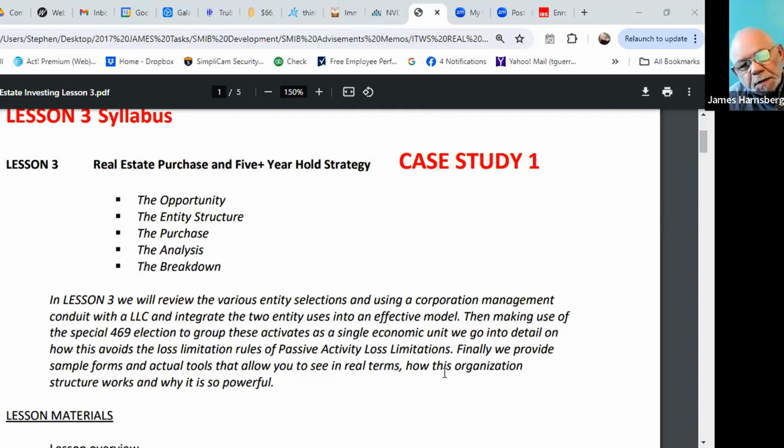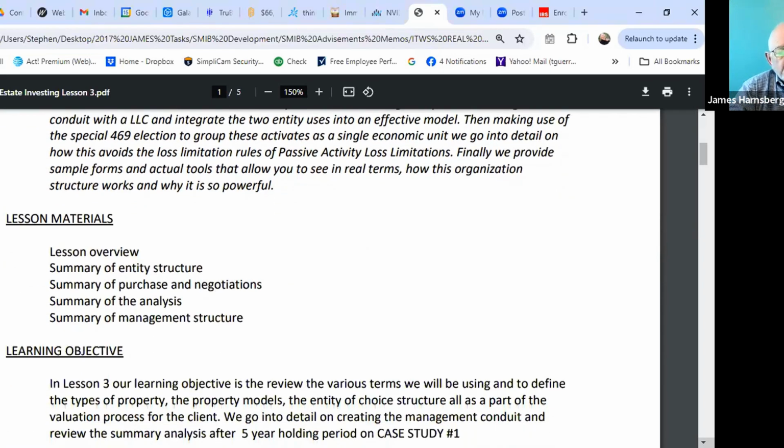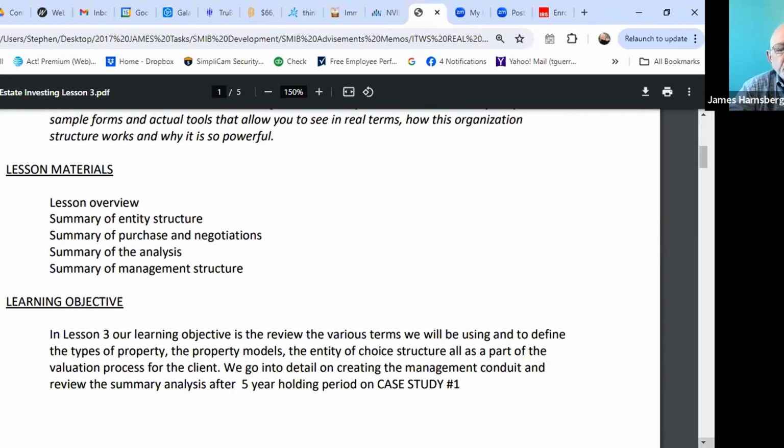You've got the tax treatment and you've got the financial treatment. And so you've got to balance one against the other in terms of what you're doing in the investment. And it all comes down to how that investment is structured to begin with. So we're going to do a little bit of a review from a prior lesson. We're going to have the overview of the entity structure, the purchase and negotiation of case study 1, the summary of the analysis, the financial metrics and management structure and how that works.